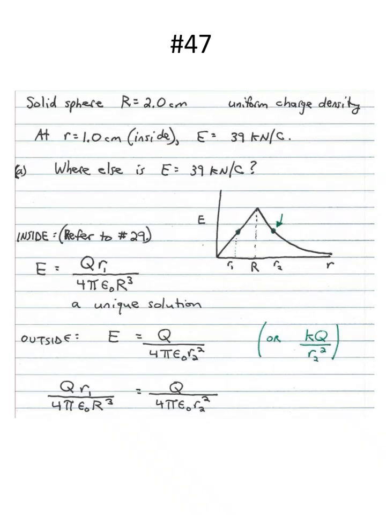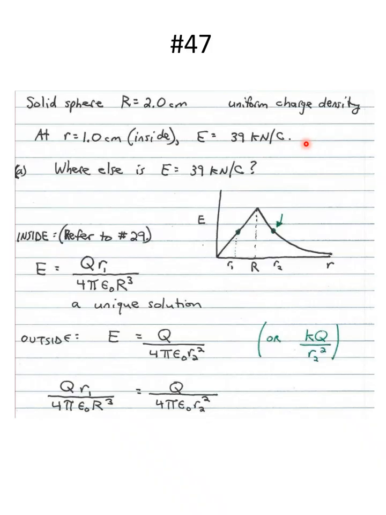Number 47 says a solid sphere 2 centimeters in radius carries a uniform volume charge density. The electric field 1 centimeter from the sphere's center has magnitude 39 kilonewtons per coulomb. Question A, at what other distance does the field have this magnitude? Question B, what is the net charge on the sphere? All right, so let's assess what we're looking for. We have a solid sphere with uniform charge density. At 1 centimeter on the inside, the electric field is 39 kilonewtons per coulomb. We want to know at what other distance the electric field is 39 kilonewtons per coulomb.